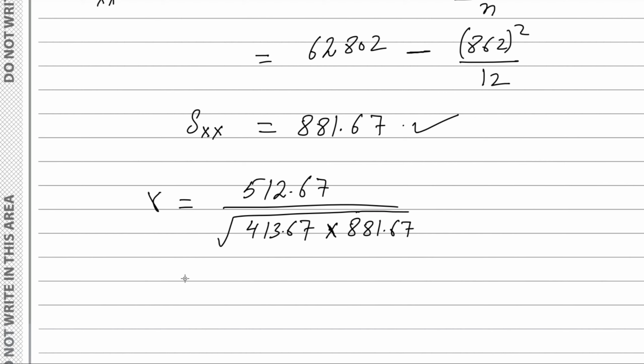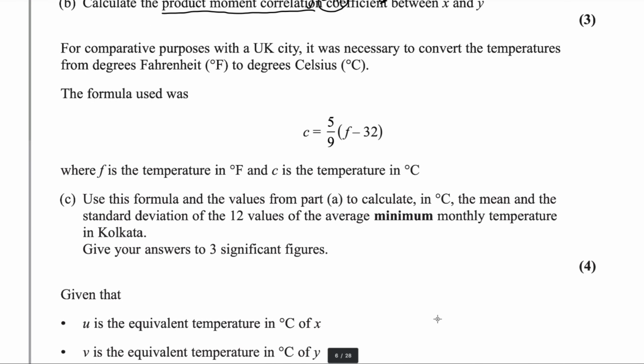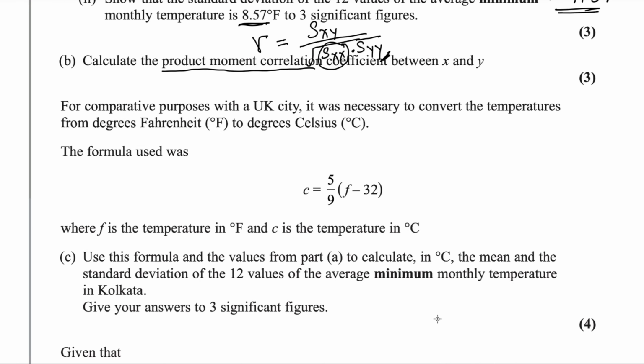Write your answer to three significant figures. Our answer will be 0.849 to three significant figures. So this is the answer for the second part. Let's move back to the next part. The next part starts from here.